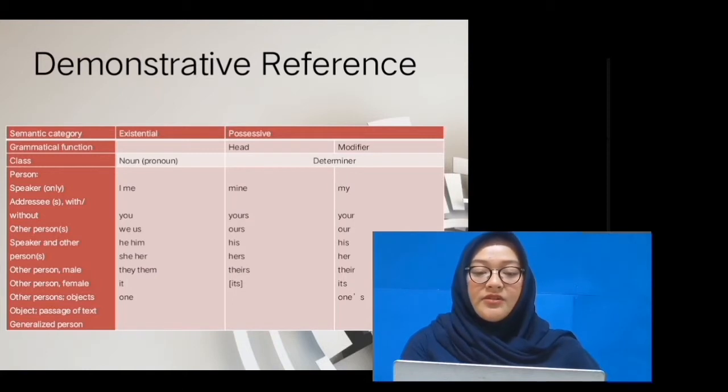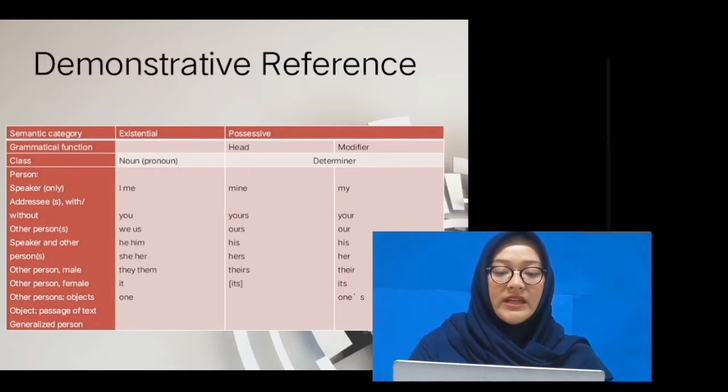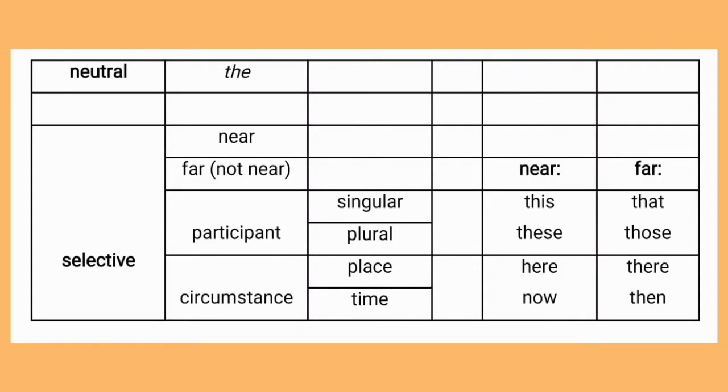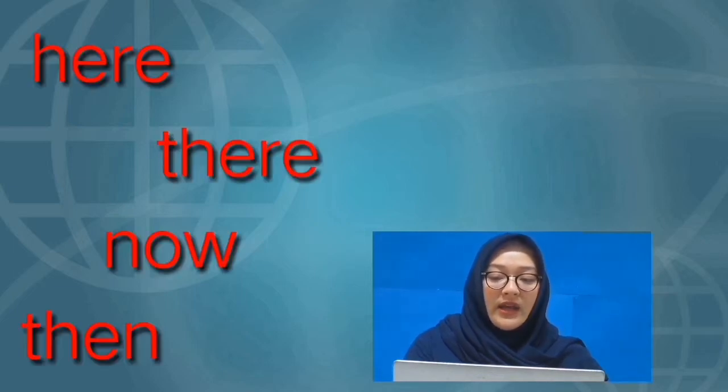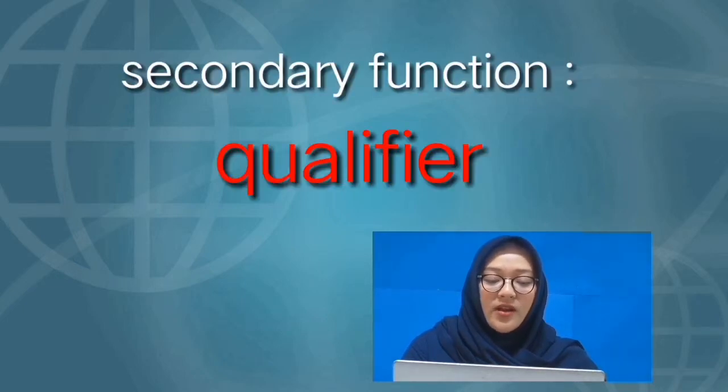Demonstrative reference. Demonstrative reference is essentially a form of verbal pointing. The speaker identifies the referent by locating it on a scale of proximity. The system is as follows. The circumstantial or adverbial demonstratives here, there, now, and then refer to the location of a process in space or time, and they normally do so directly, not via the location of some person or object that is participating in the process. Hence, they typically function as adjuncts in the clause, not as elements within the nominal group. They have a secondary function as qualifier.